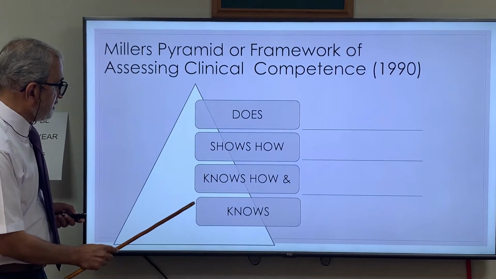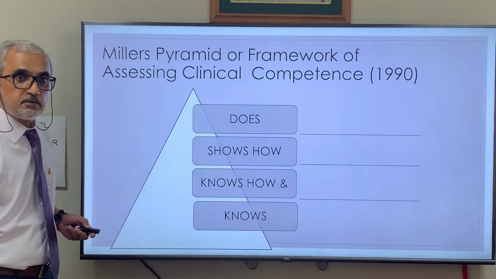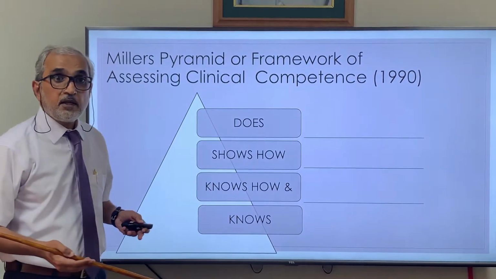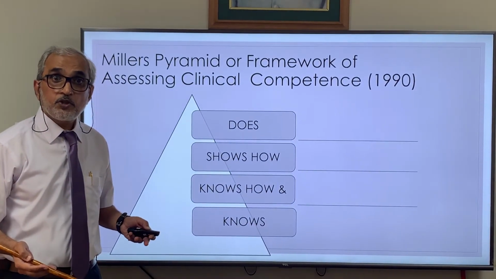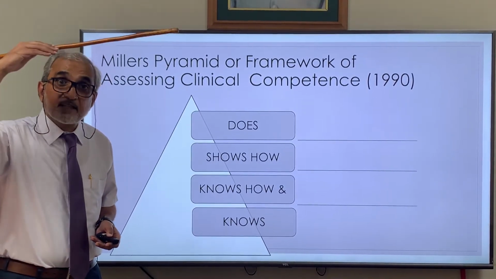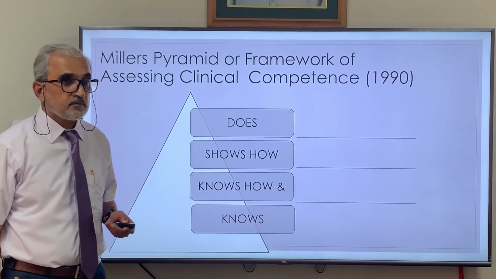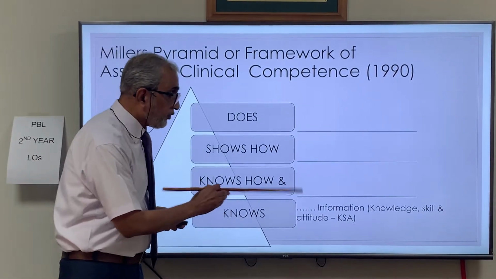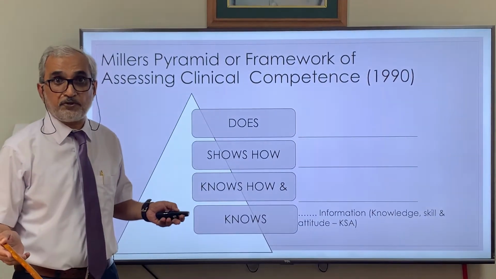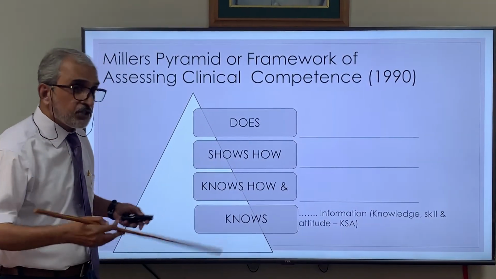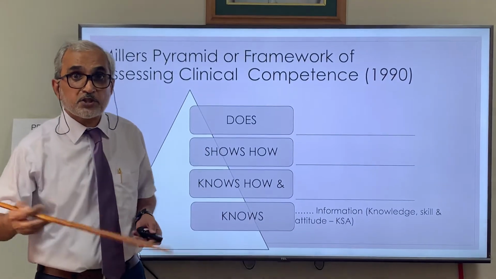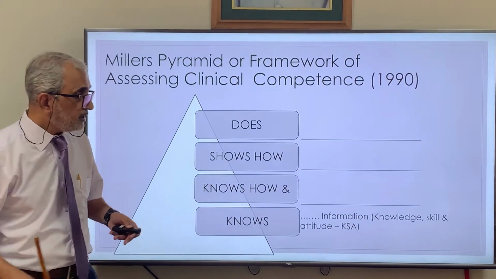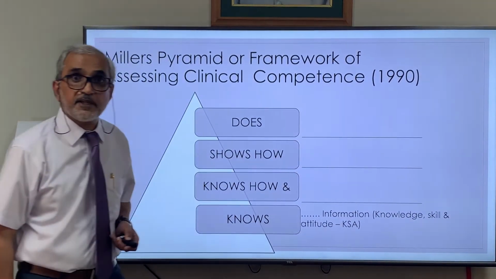At the lowest level is knows. And then the next level of competence is knows how. And then the next level of competence is shows how. At the top is the does level of competence. By knows, we mean that the student knows the information related to the knowledge domain of learning, the information required to perform the skill related to the skill domain of learning, and the knowledge which is required to be internalized to learn the attitude domain of learning.